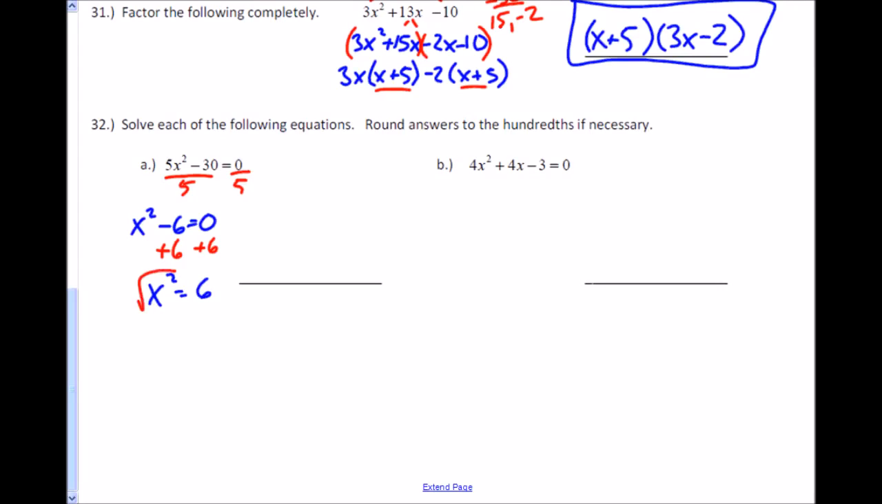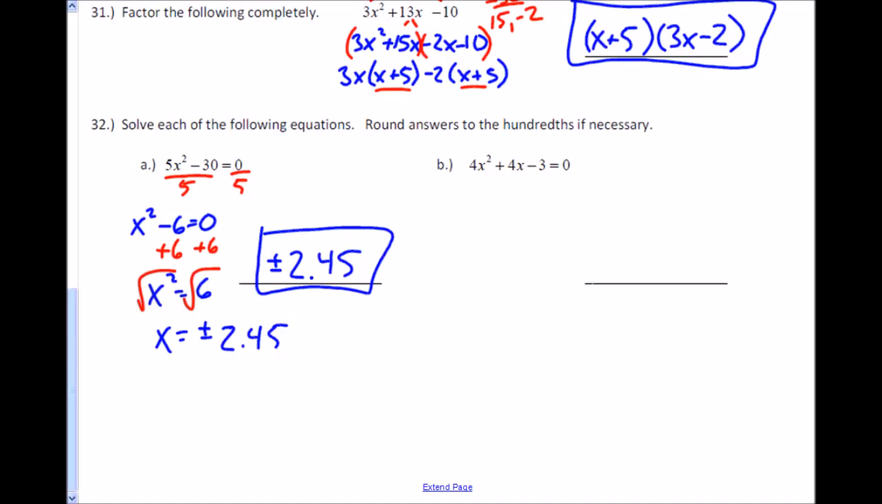And now I take the square root of each side. Remember, whenever you take the square root of each side of an equation, you have to do plus or minus that answer. And I'm just going to plug this into my calculator, and it gives me a 2.45. Okay, but again, it has to be plus or minus. Whenever we take the square root of each side, it's got to be plus or minus. I get two answers there.